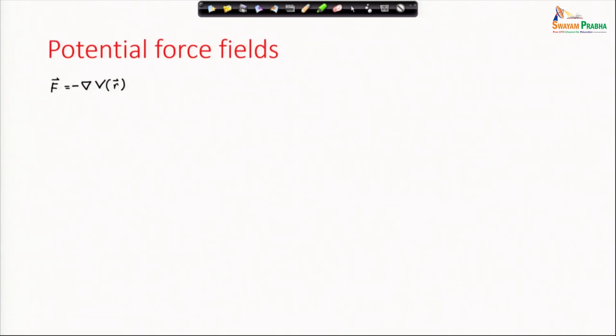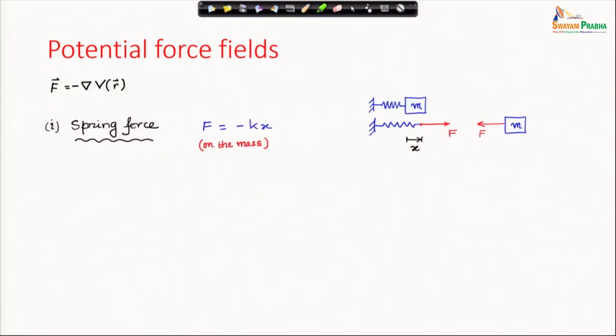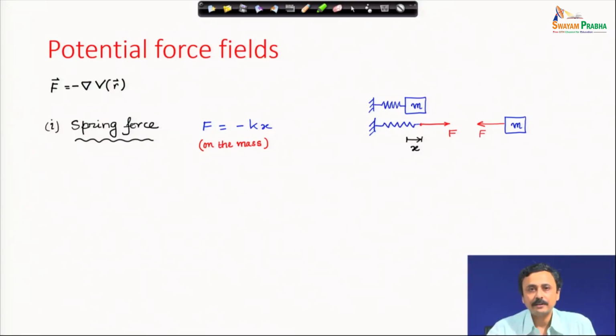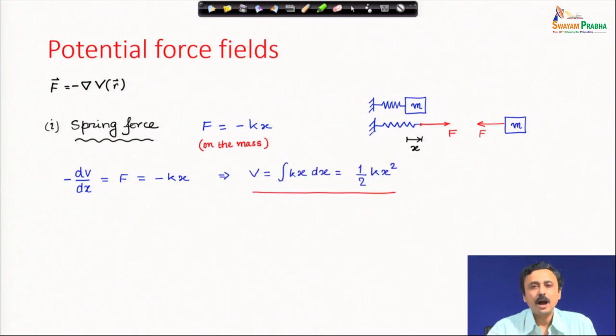Let us look at some examples of potential force fields. Spring force, F is equal to minus kx on the mass. This force acts on the mass. I have shown the free body diagram, and you can check that if the spring is stretched by a distance x, then the force on the mass is minus kx. Therefore, minus dV dx, which is the force, is minus kx. Therefore, V must be half kx square.